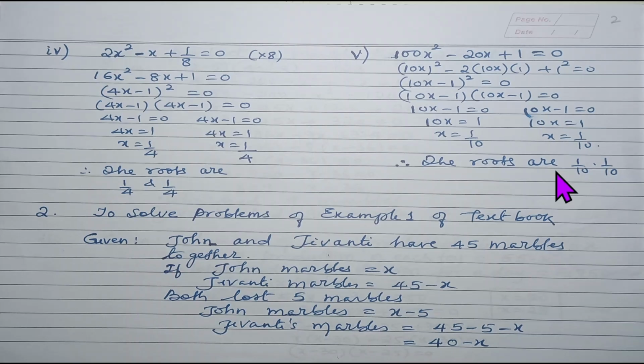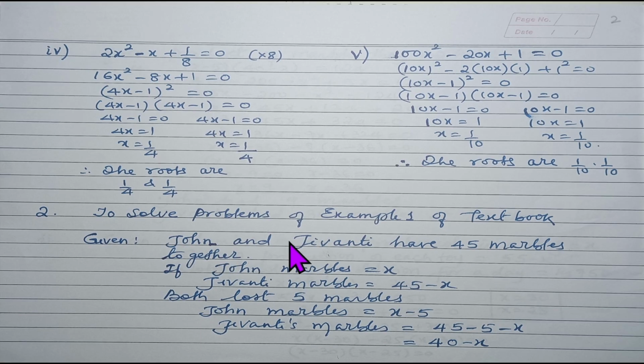So please remember, as I have told you, we can carry out the factorization by identity method or by middle term splitting method or by completing the squares method, or you can use the quadratic formula method. In the CBSE textbook they generally follow the middle term splitting method or the identity method, so that is what I have adopted here. Now to solve the problems of example 1 of the textbook, these are the examples which are there in the textbook, and let us attempt these examples.